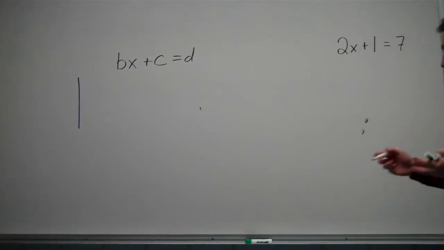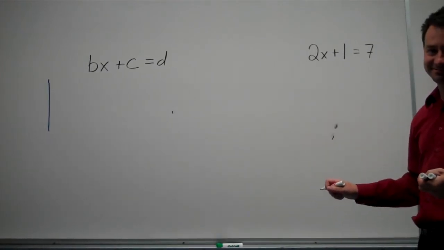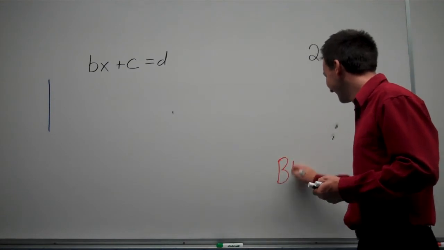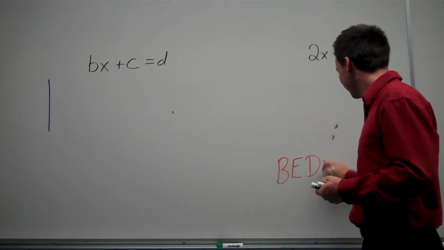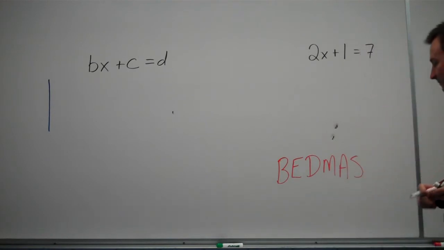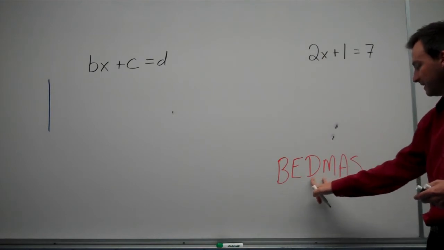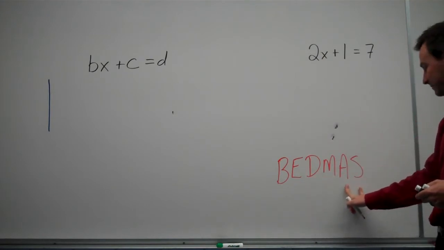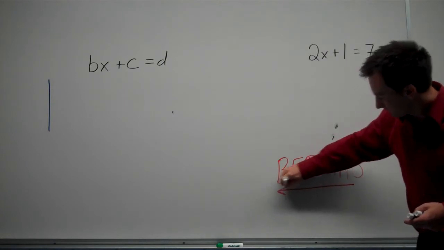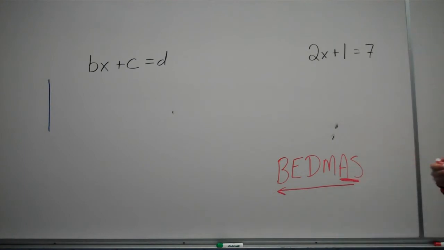For BEDMAS, we do order of operations with numbers. We have to follow BEDMAS. Brackets first, then our exponents, divides and multiplies, then adding and subtracting. For algebra, we're going to go the opposite direction. So the first thing we're going to deal with is adding and subtracting.